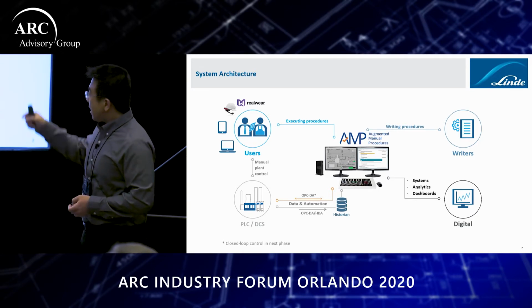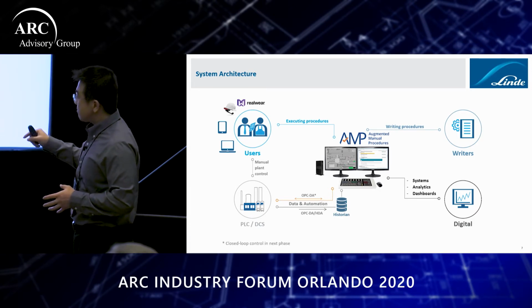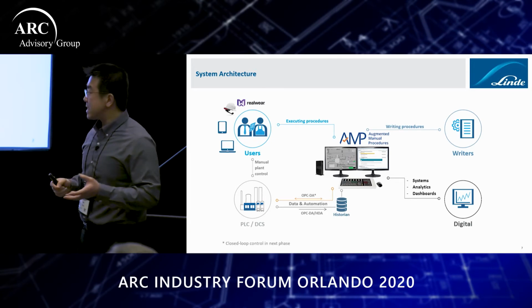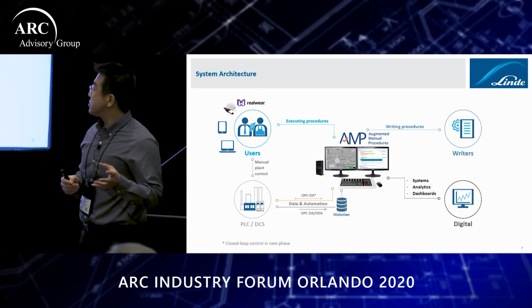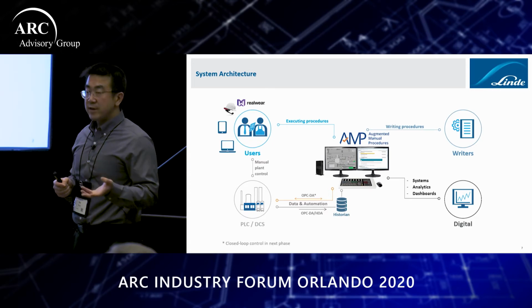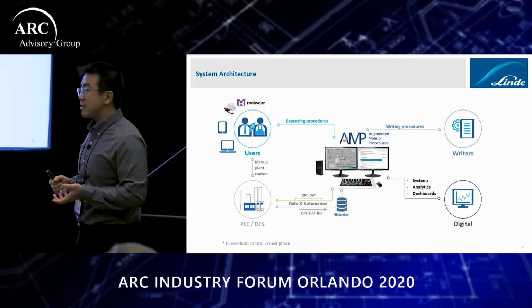And then down on the left lower corner is the plant. It's our plant, and also the control systems, PLCs and DCS. In the current setup, traditionally, users connect to the PLC and DCS through their interface. They just click buttons or check things and then enter numbers.